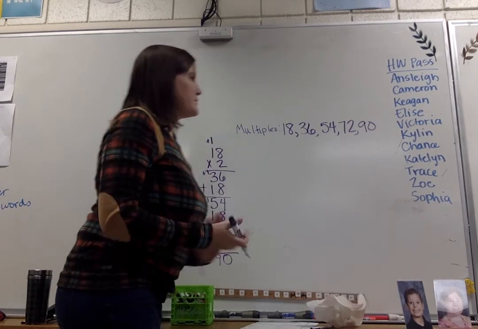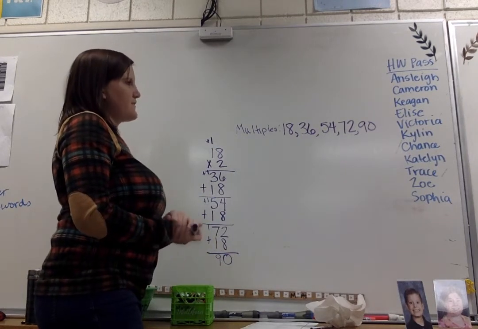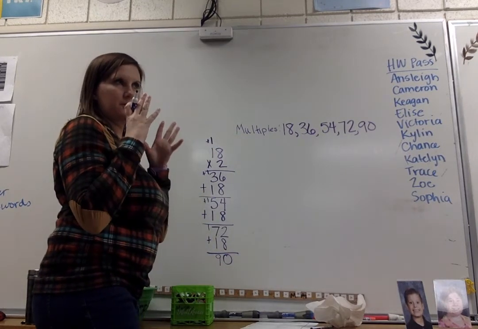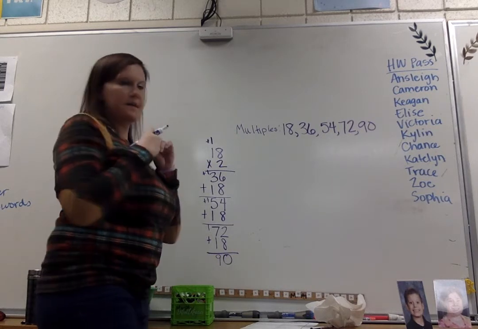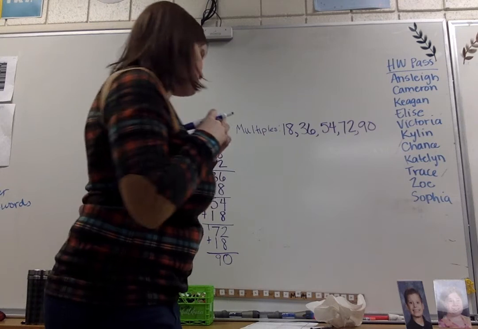So our multiples for 18, our first 5, you always want to make sure you see how many to list, would be 18, 36, 54, 72, and 90.